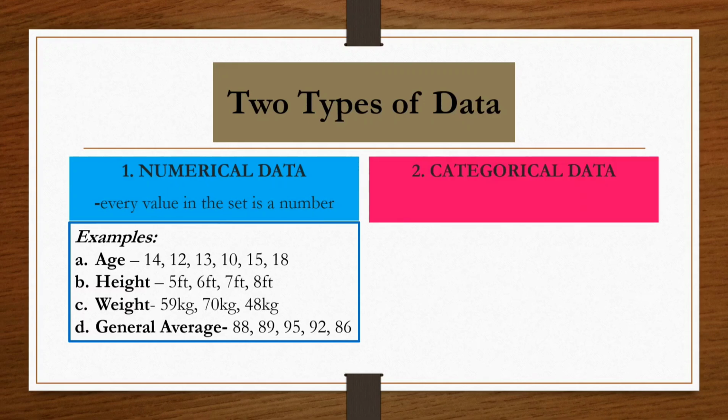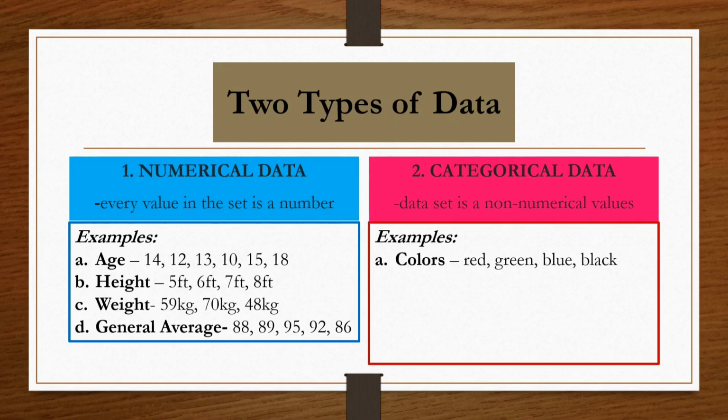The other type of data is the categorical data. This data set is non-numerical in value. For example, we have colors. So what are our colors? We have red, green, blue, and black. So we cannot identify colors based on numbers.